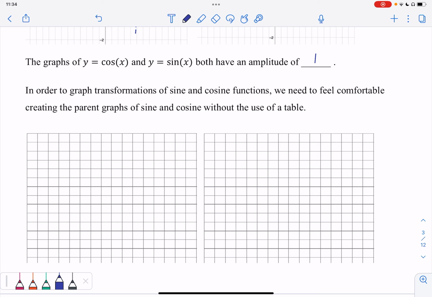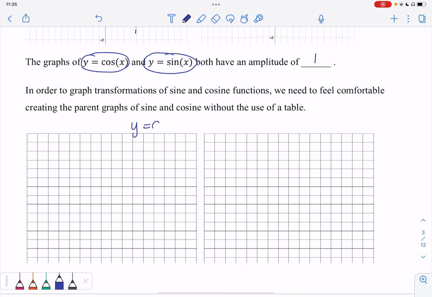So in order to graph transformations of sine and cosine functions, we need to feel comfortable creating the parent graphs of sine and cosine. So what we mean by that is y equals cosine of x and y equals sine of x. So we just did that using tables, and we had the unit circle involved, and it took us quite a while to make that graph. And so now that we're familiar with that shape, we really want to be able to make at least one period pretty quickly, and we're going to use 5 key points.